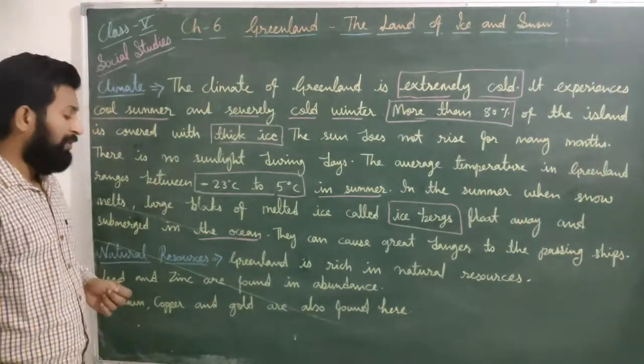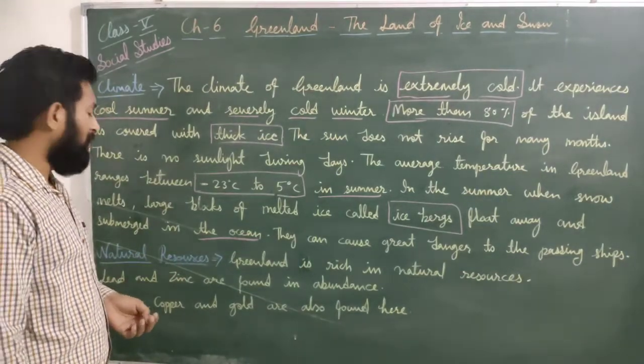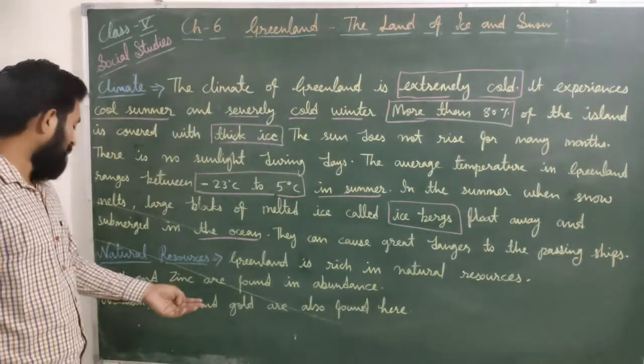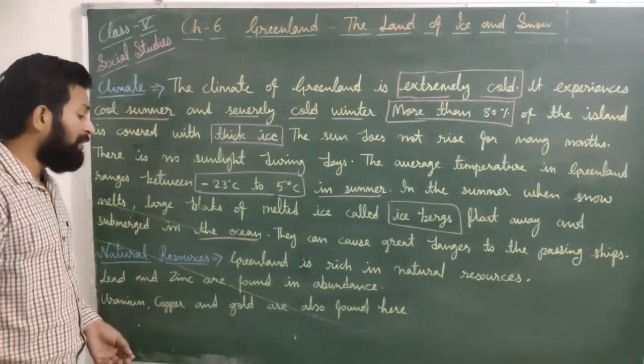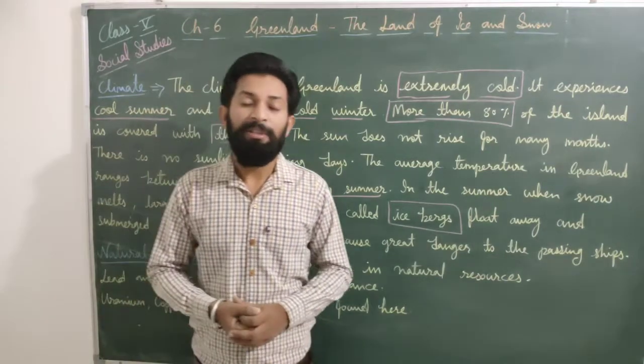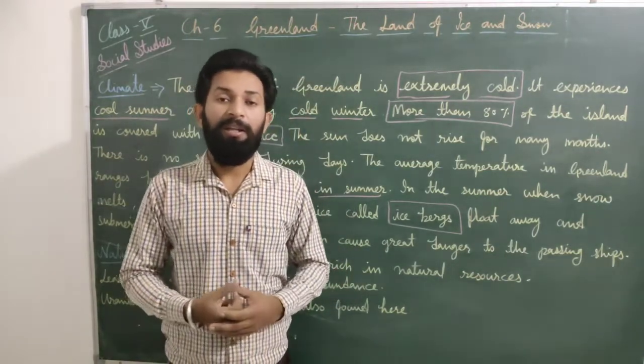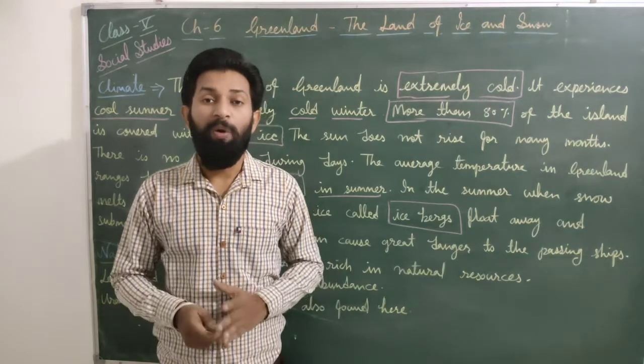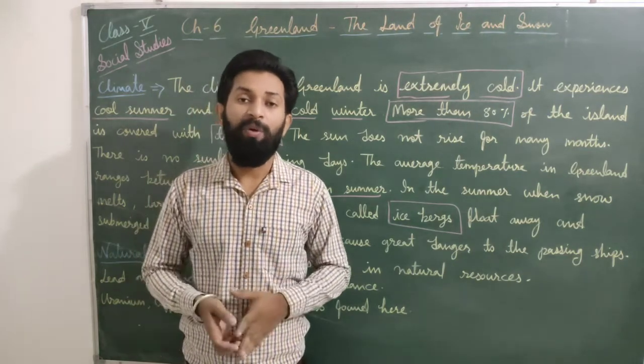Natural resources. Greenland is rich in natural resources like lead and zinc, and uranium, copper and gold are also found here. Dear students, it's all about Greenland, a place which lies in a frigid zone, and the whole year they are facing a cold climate.